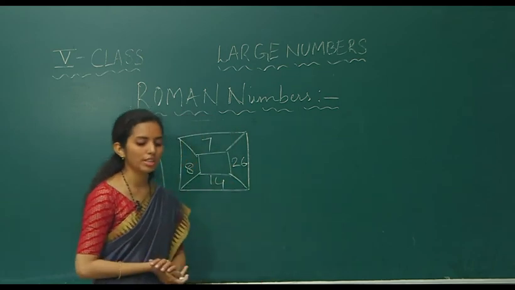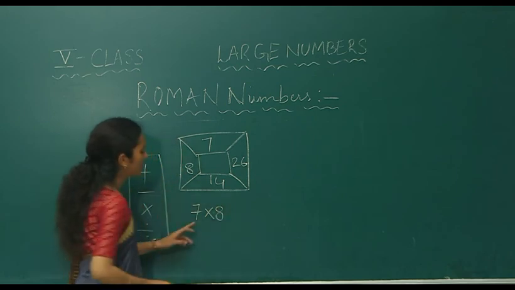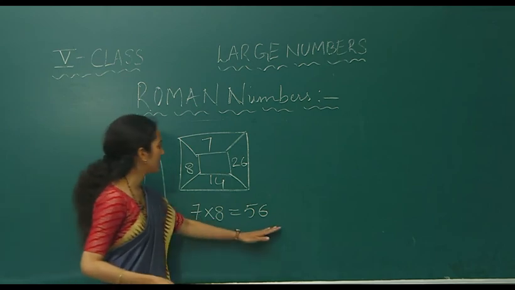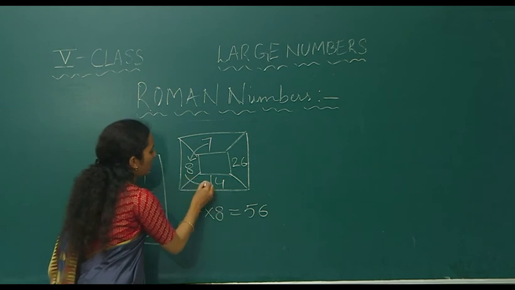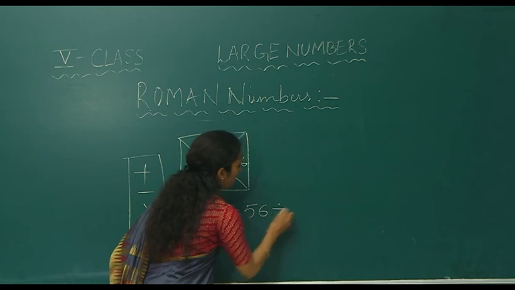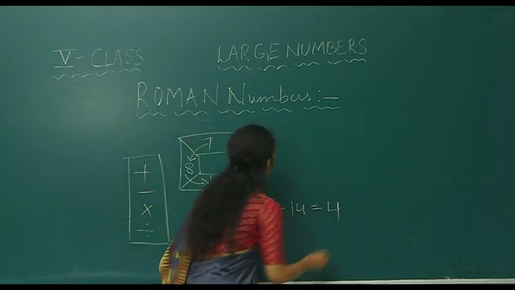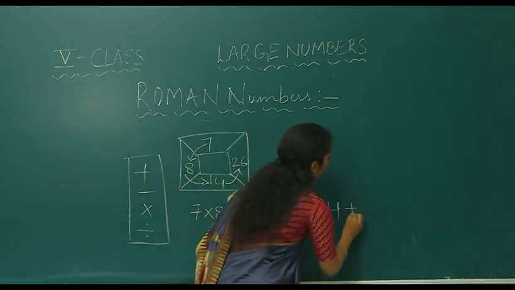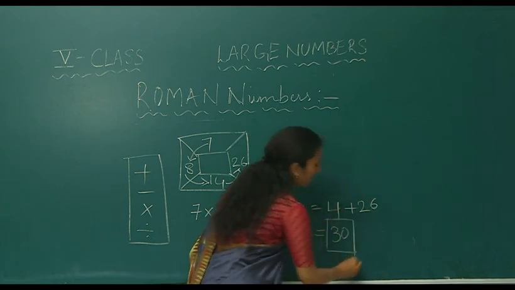One example is given here. Let us do it in the same manner. So 7 into 8. 7 8s are 56. 56 is the result and 7 8 is over. Then what is the next number? 14. So what do we have to do? 56 divided by 14. So what is the answer? 4. And what number remains? 26. 26 plus 4, that is 30. So this is very fun to do.